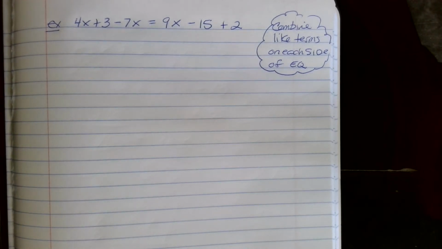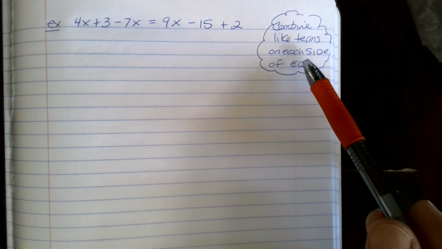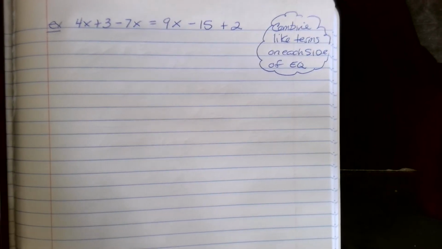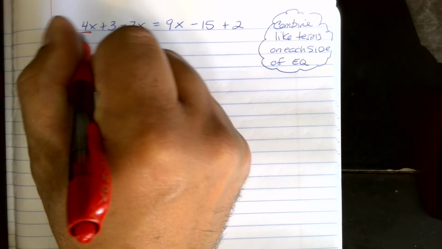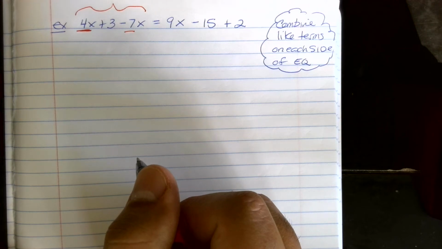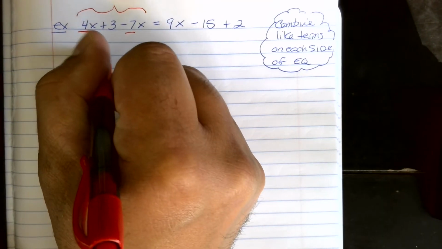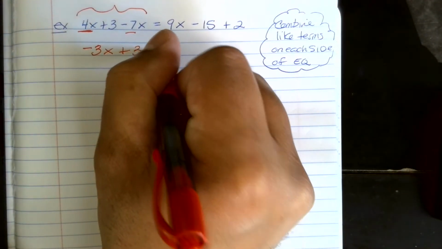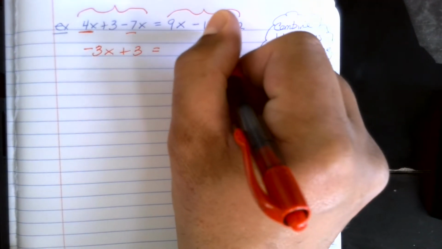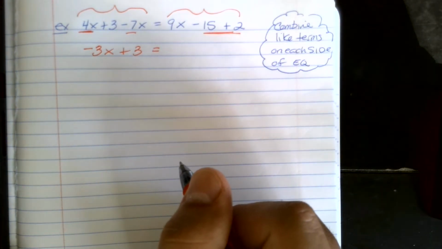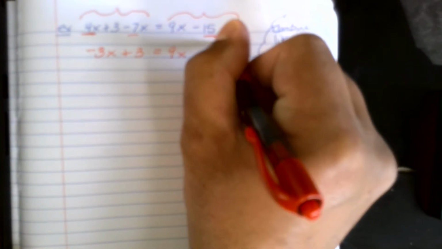So in this example, we have a long string of terms. So it looks a little bit more complicated, but it's actually not. What we need to do is combine our like terms on each side of the equation to make this a little bit more manageable. So we're looking at my left side of the equation, and we have 4x and negative 7x, which gives me a negative 3x. And on the right side of my equation, I have negative 15 plus 2, so I'll have 9x, and when I combine these, I'll have negative 13x.